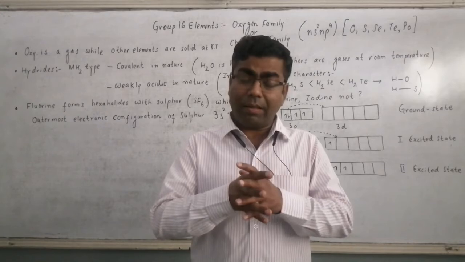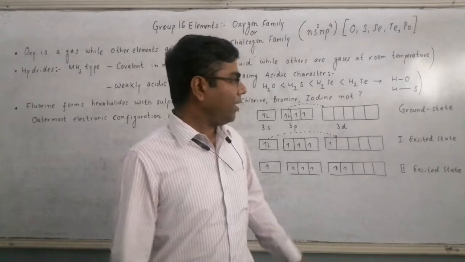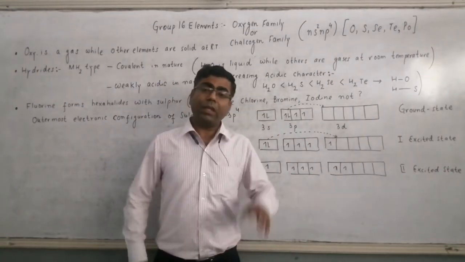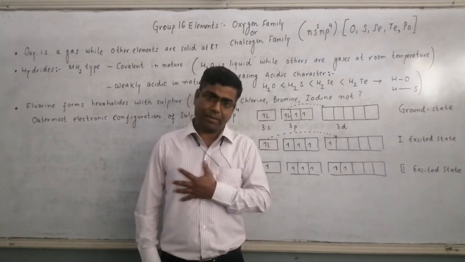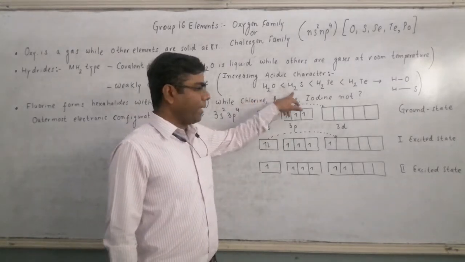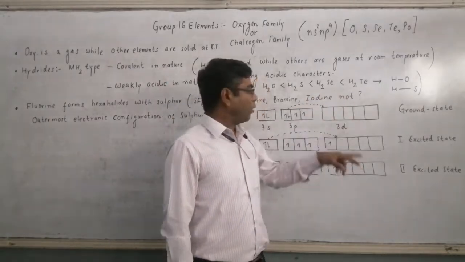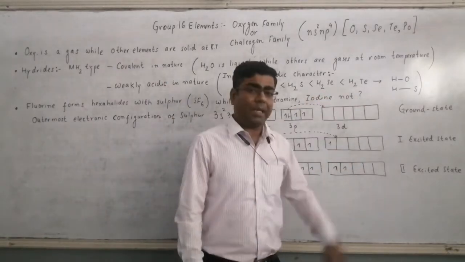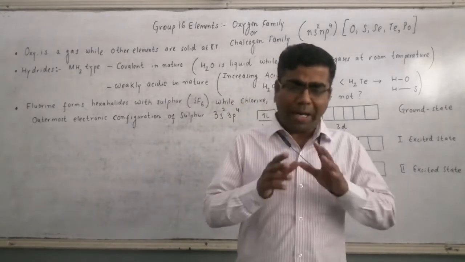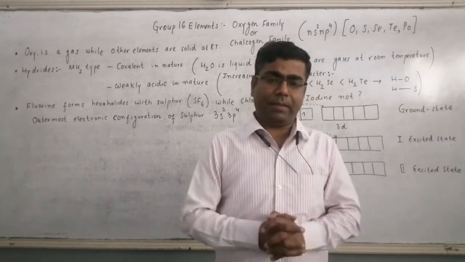Now if acidic character is compared between the different hydrides, then as we move down in a group, the acidic character increases. So what is the order? Acidic character of H2O is less than H2S. Acidic character of H2S is less than H2Se. Acidic character of H2Se is less than H2Te. It means as we are moving down a group for hydrides in group number 16, the acidic character increases.